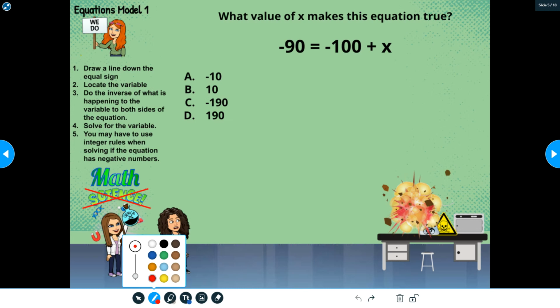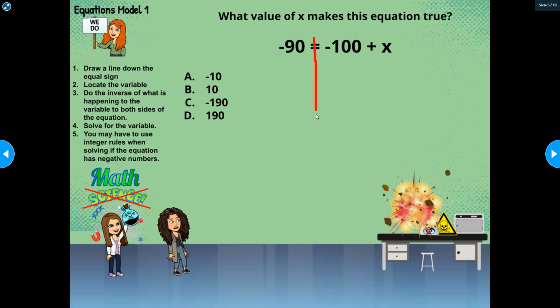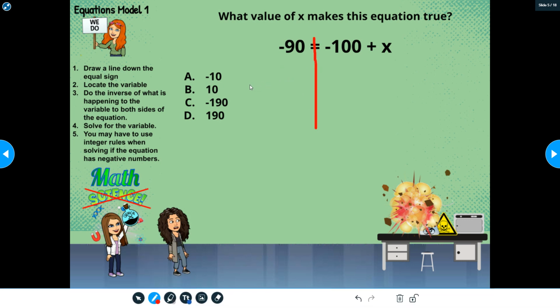Let's do this problem together. It says, what value of x makes this equation true? Negative 90 equals negative 100 plus x. So the first thing we're going to do is draw a line down our equal sign, to separate the two sides of the equation.